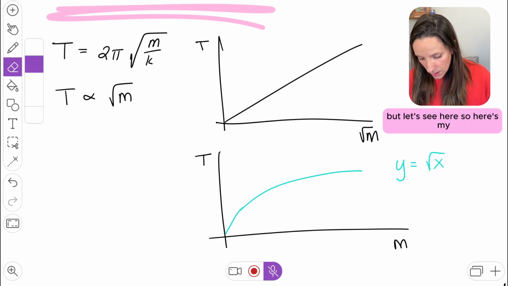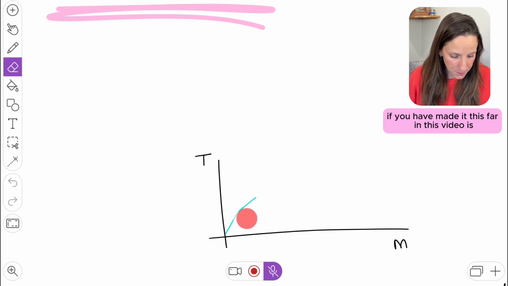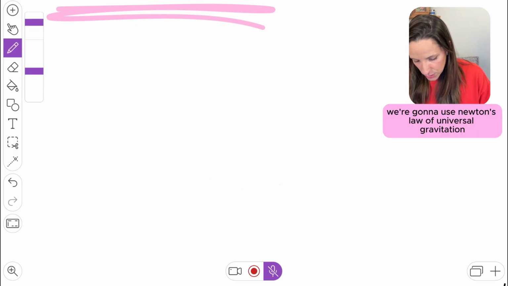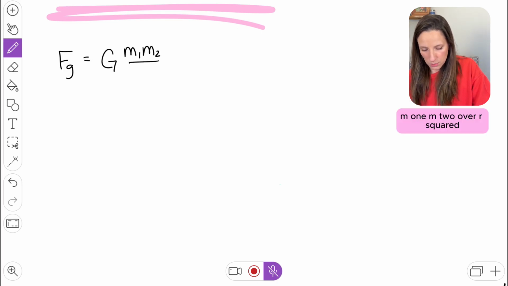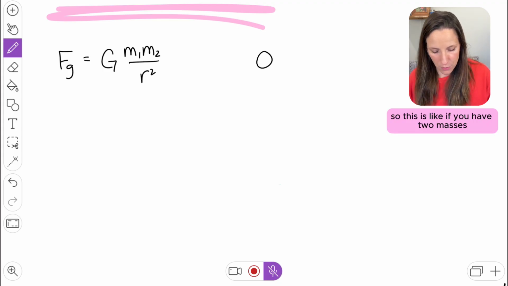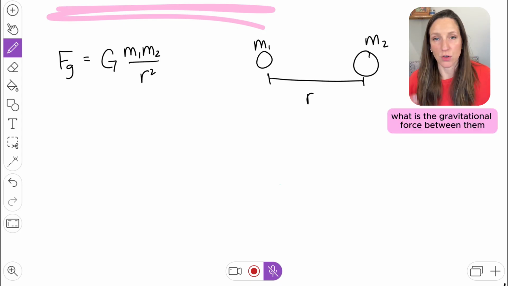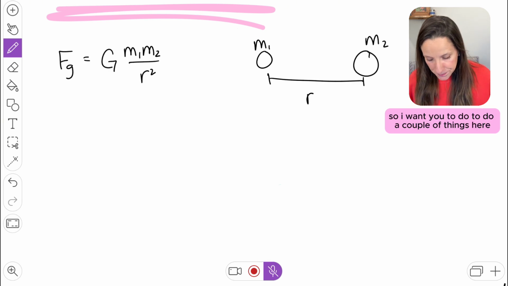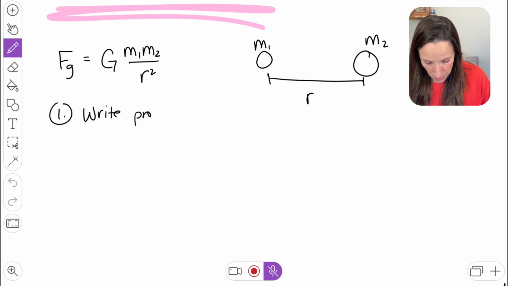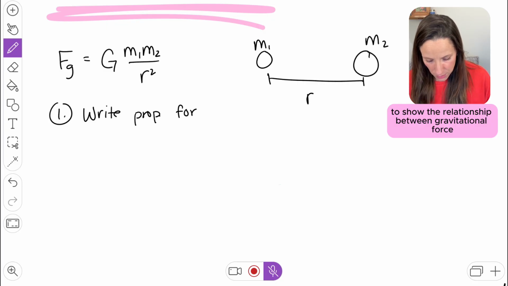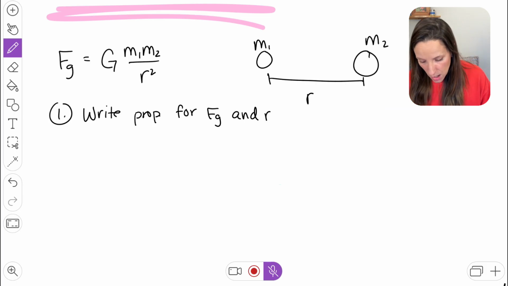But let's see here. So here's my challenge to you, if you have made it this far in this video: we're going to use Newton's law of universal gravitation. If you're familiar with what that looks like, gravitational force is equal to constant G, m1, m2 over r squared. So this is if you have two masses that are a certain distance r apart, what is the gravitational force between them? Like I said, big G is a constant. So I want you to do a couple of things here. Number one, write the proportionality to show the relationship between gravitational force and the distance r. So just write the proportionality.